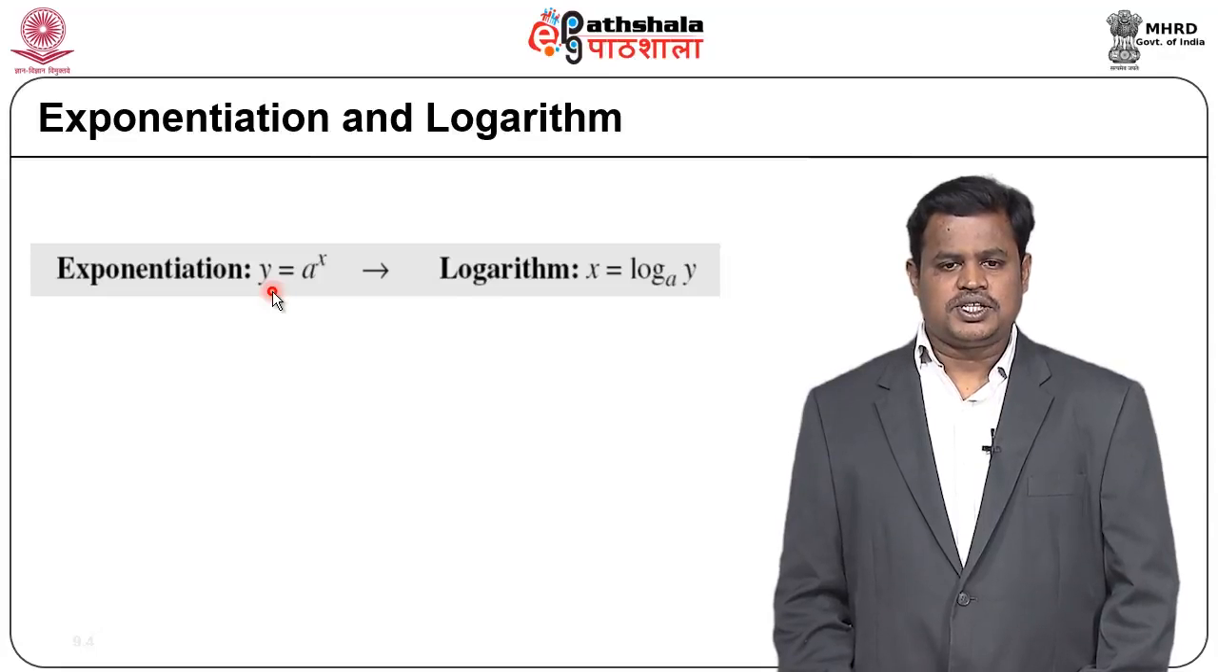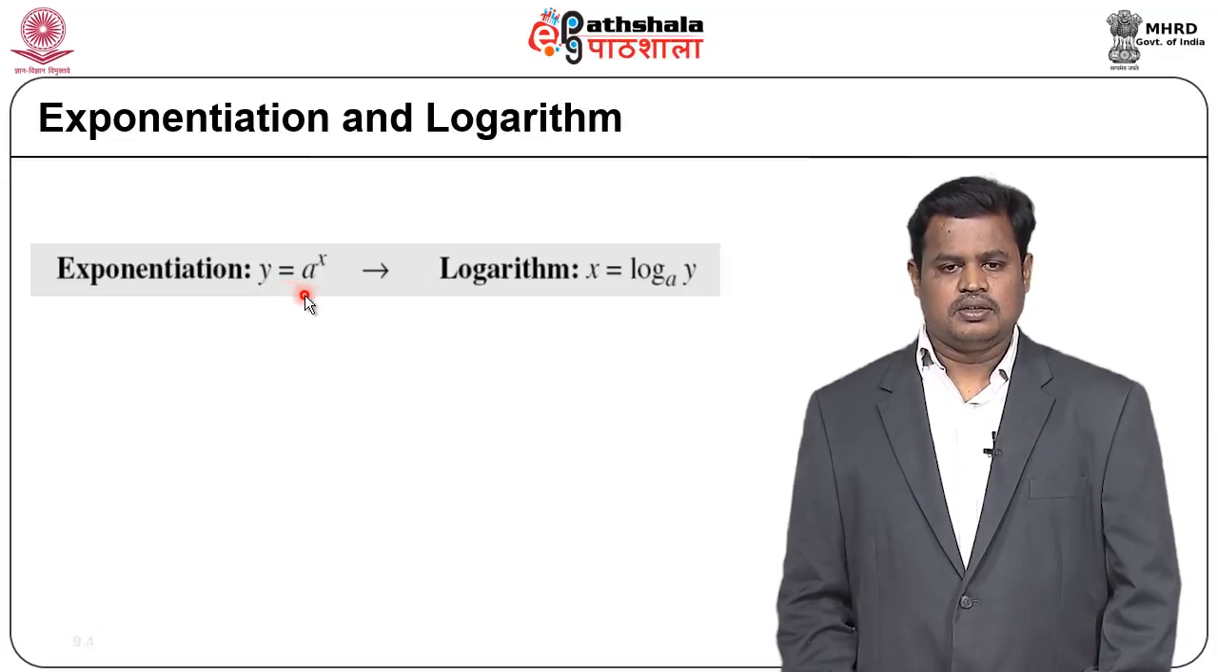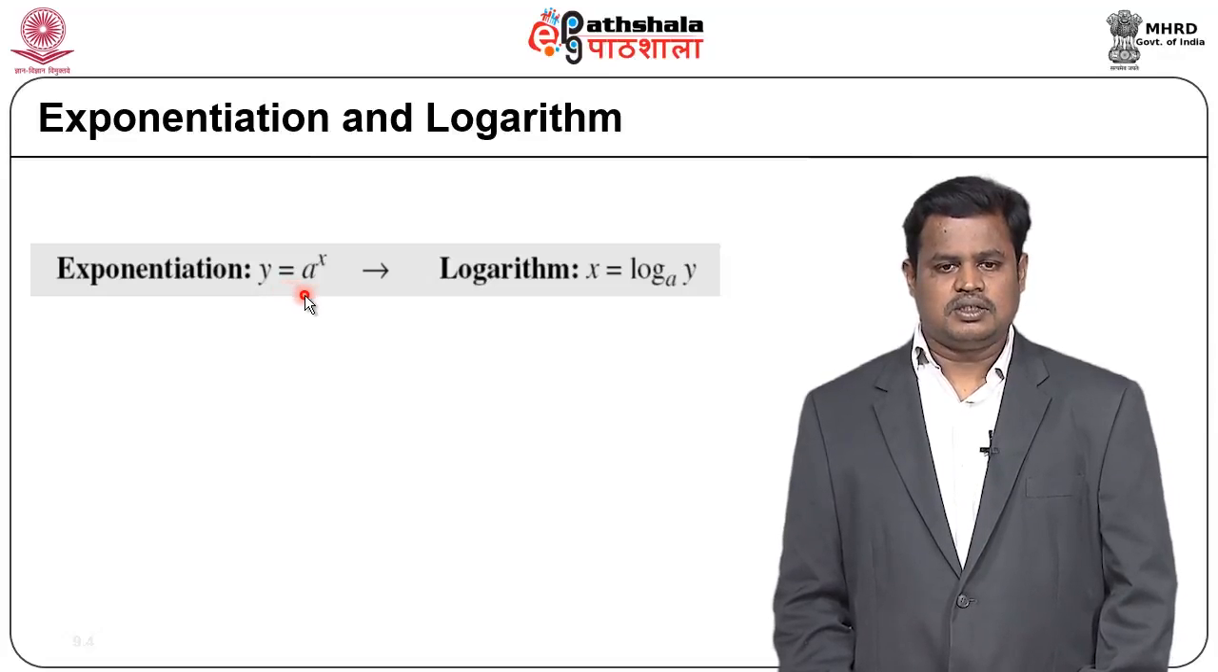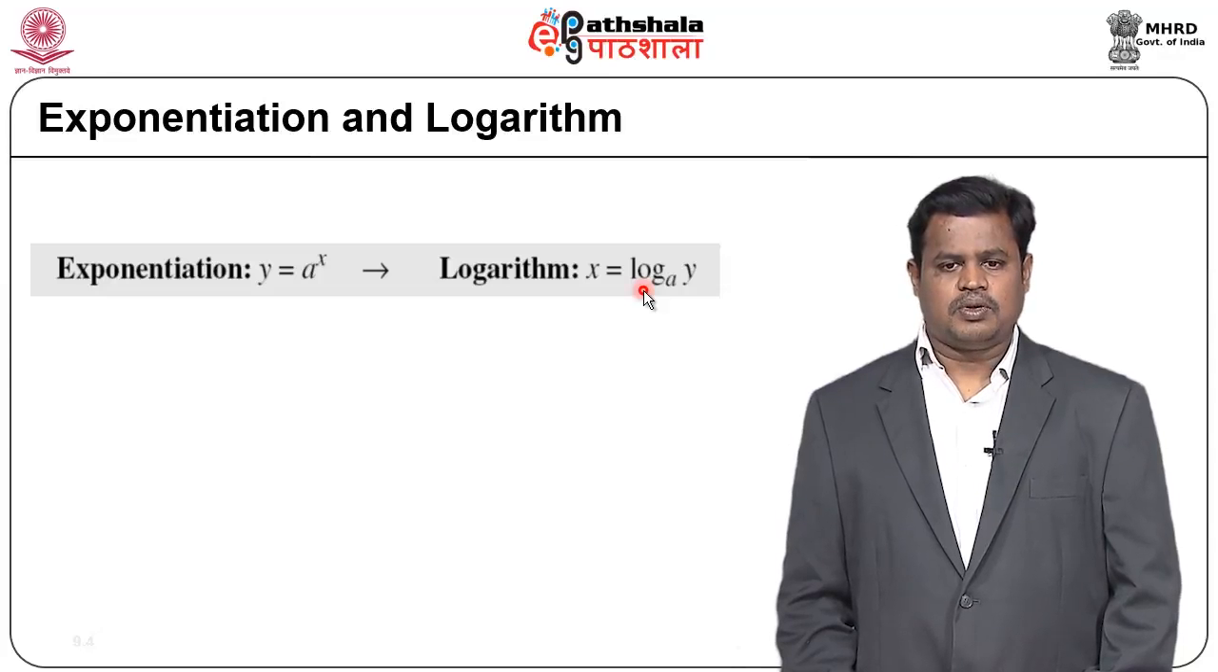So, doing exponentiation is straightforward, very easy. In other words, finding the logarithm of a given value is very difficult. So, that is what we call a trapdoor function.